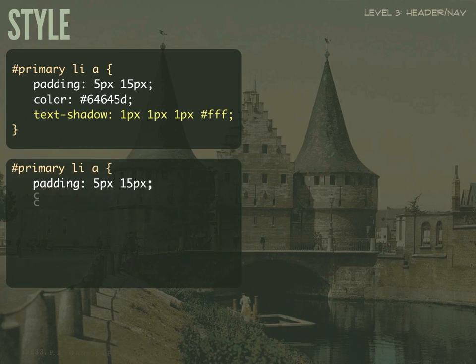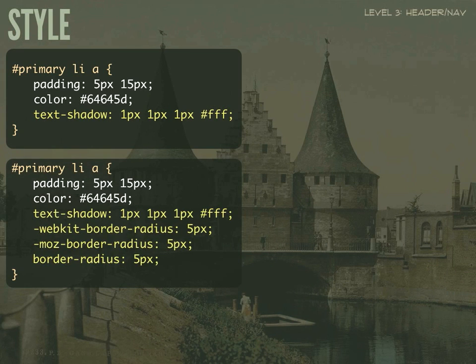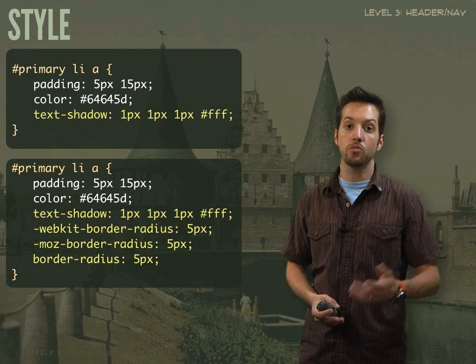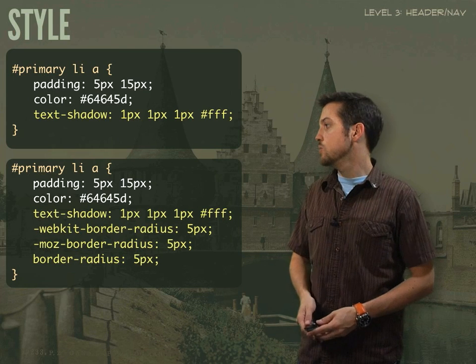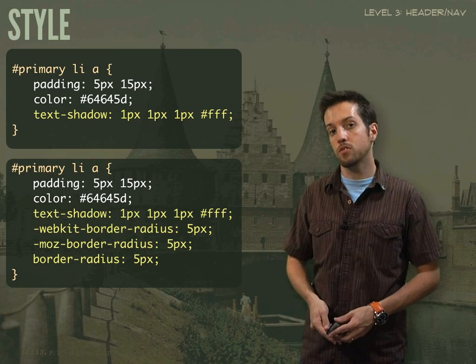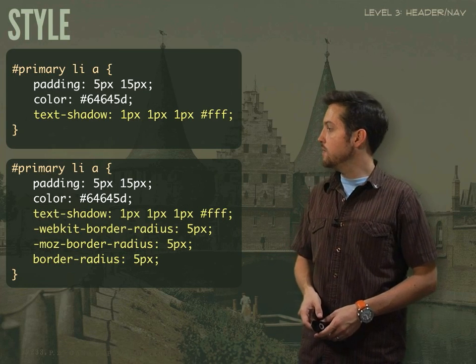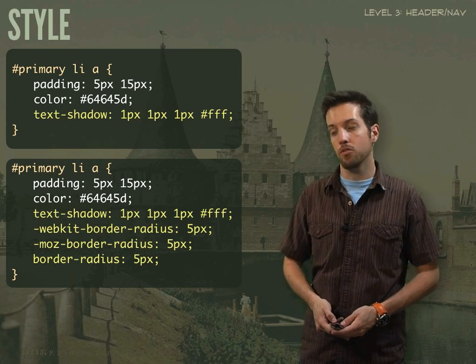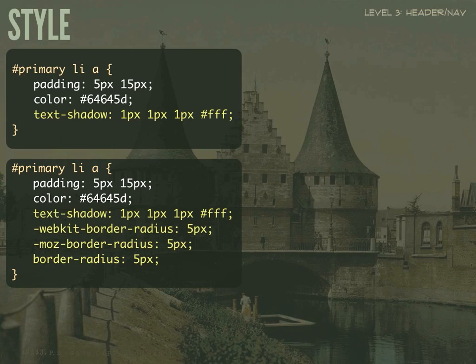We also want to define a border radius for our hover state because who wants just boring rectangles in the background? Why not round those corners? So in this case, we've added our vendor prefixes first for our border radius property, and we've defined our radius to be 5 pixels. Here's how that might render.